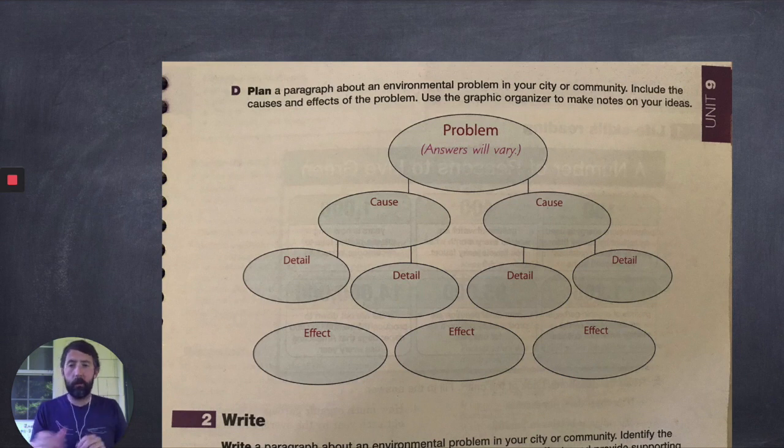If you look back at our paragraph from page 118, it doesn't go problem, cause, effect. It gives you the cause and explains more about that cause. So tell me more about that cause. And then second cause, tell me more about that cause. And then give me the effects, right?